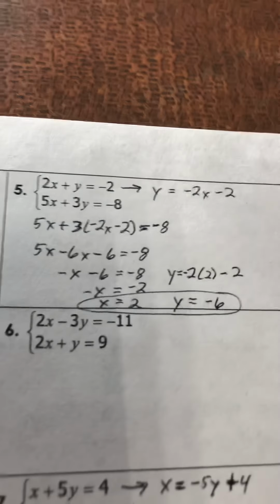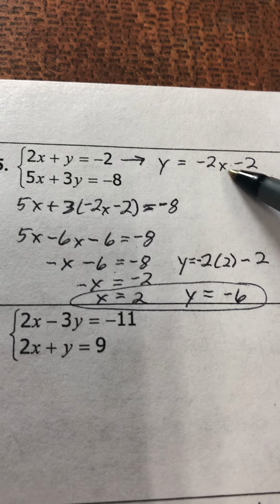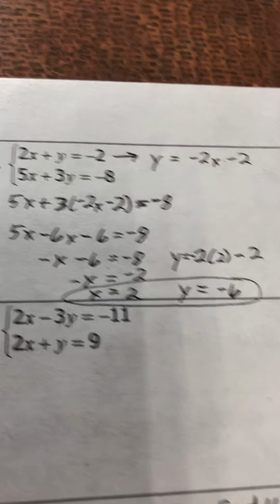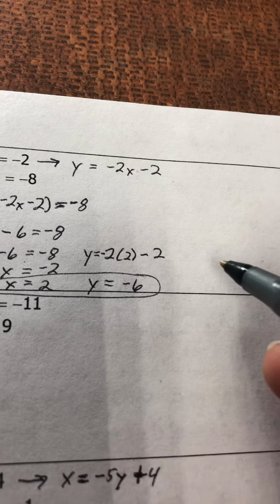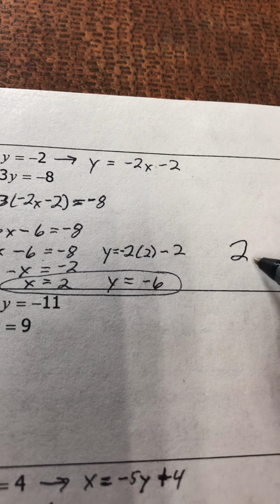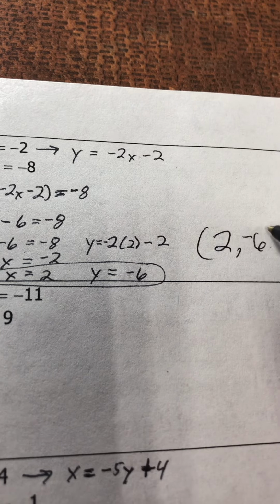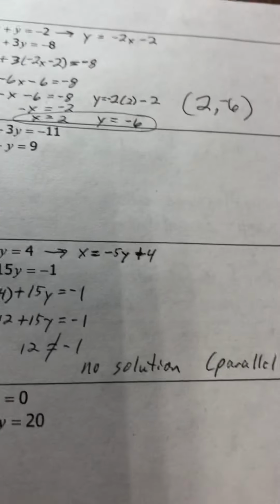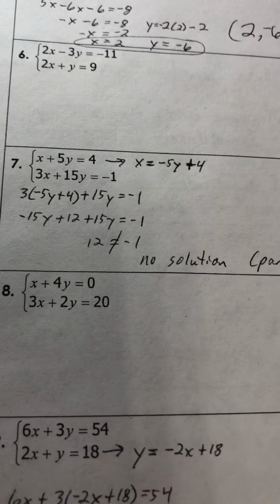Once I solve for x, I substitute x in, and I used this problem because it was just the easiest, and I get negative 6. So the point of intersection for number 5 is (2, -6). That's the solution to the system of equations. Remember, the solution is just where they intersect.